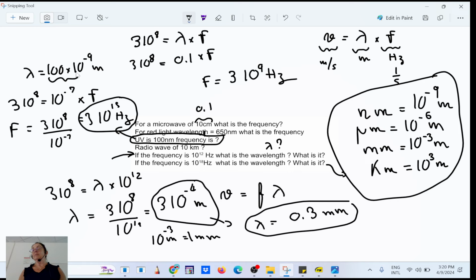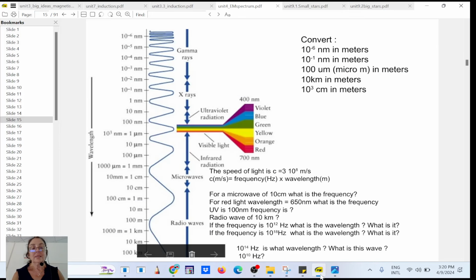Because 100 times 10 to the negative 9, that means 10 to the 2, 10 to the 9. Okay? So that will be UV. Start to be bad. Any question?